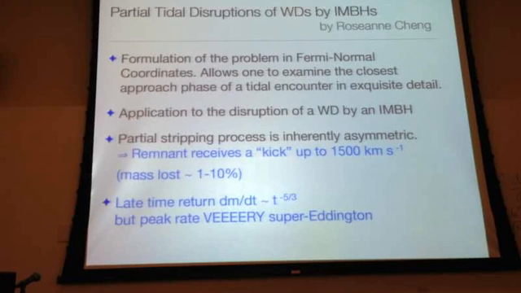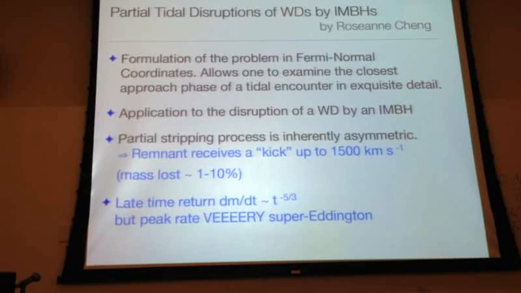She discussed at length the process of partial stripping. She noted that the process is inherently asymmetric, so mass is lost on one side a little more than on the other side. As a result of this asymmetry, which needs to be treated very carefully to become evident, the remnant can receive a kick velocity that can be as large as 1,500 kilometers per second.